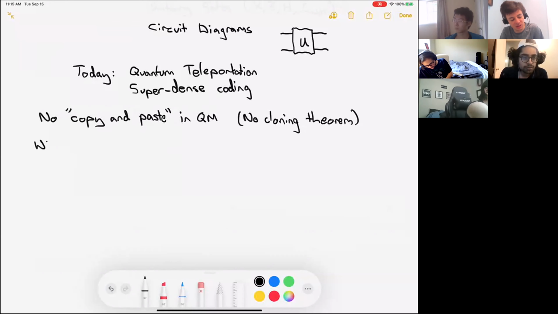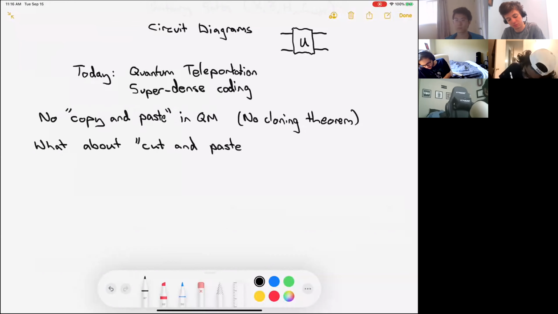The natural question is, if we don't have copy and paste, what about cut and paste? So, yeah. If cloning is impossible, what about just deleting it from one place and creating it instead somewhere else? And this is certainly possible.